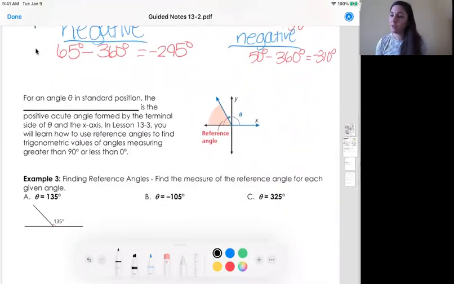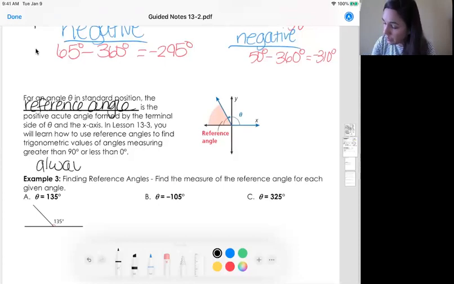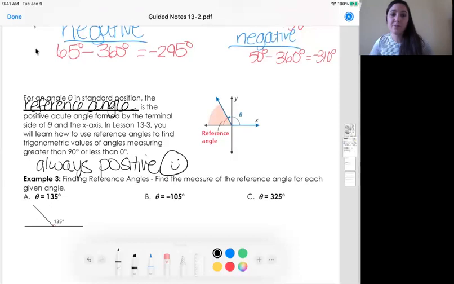All right, so for an angle that's in standard position, there's another angle that we are going to use. I love these angles. These are my favorite. We're going to talk about them all the time with our unit circle coming up. So for an angle theta in standard position, the reference angle is a positive angle. It's always positive. It's a happy angle. And it's always acute. So what does acute mean? Less than 90 degrees.